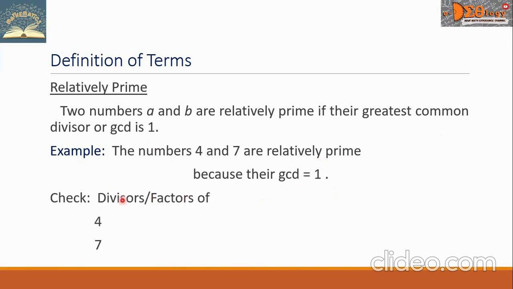To check, let us write the divisors or factors of the two numbers 4 and 7. Let's begin with number 4. The factors are 1, 2, and 4. For the number 7, factors are 1 and 7. We note that number 7 is a prime number. Now, with respect to the common factor, we say that the greatest common factor is equal to 1. Therefore, the two numbers 4 and 7 are relatively prime.